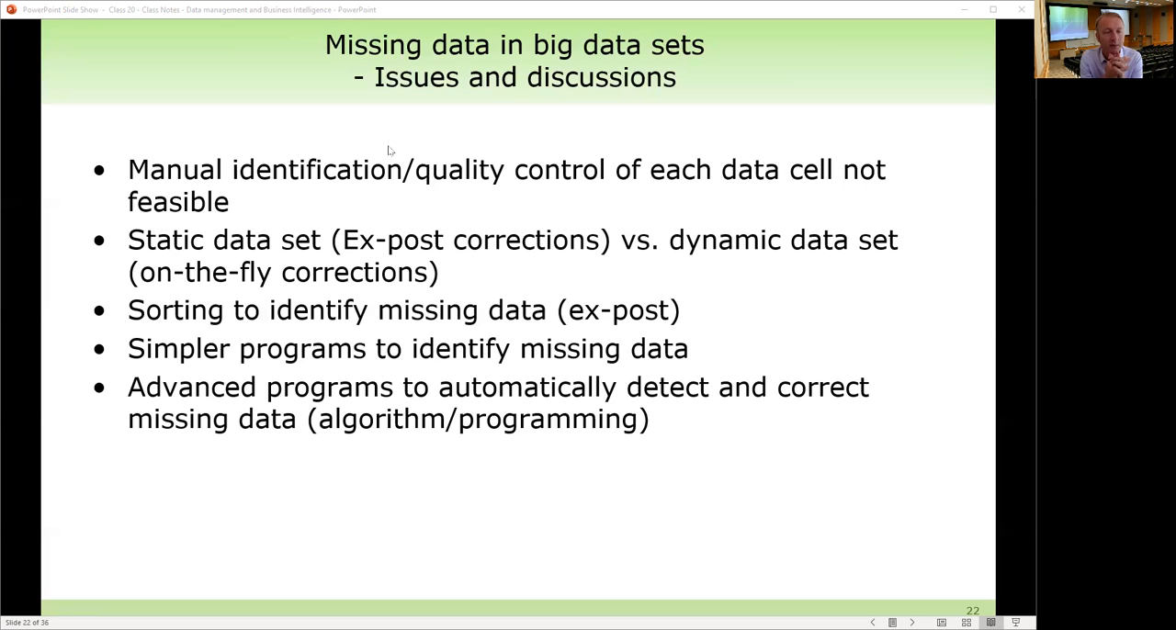So these would be more advanced programs that can automatically detect and correct missing data based on different rules, based on different decisions, algorithms that could do that automatically. And that's a great way to use information intelligence or artificial intelligence to help set up those automatic cleaning programs of data.